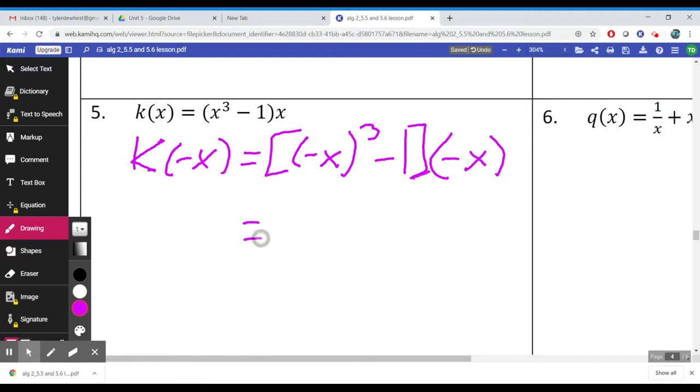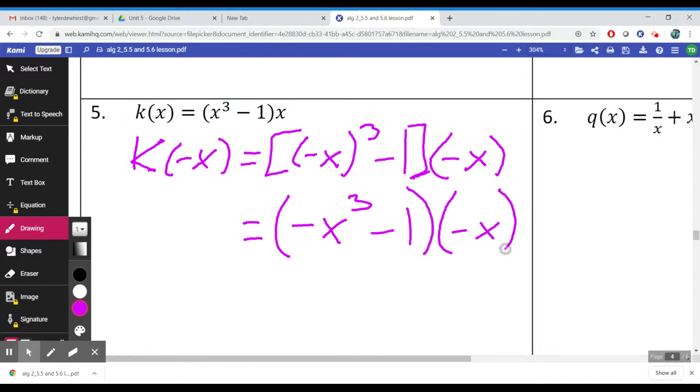So this will look like negative x to the third power minus 1 times negative x. So this doesn't look the same as it does up here, but it's also not just the same equation with an extra negative in front of it, right?